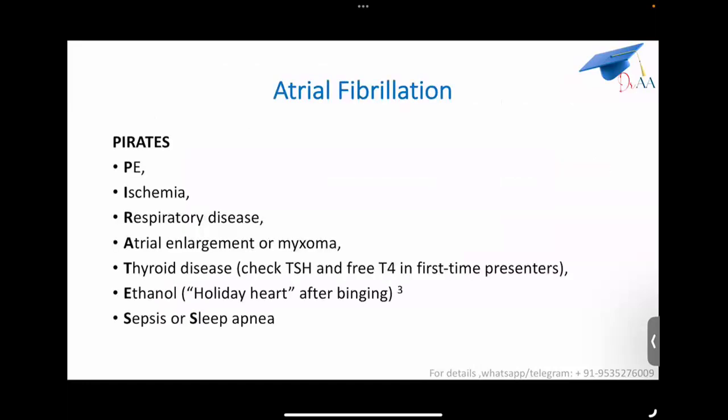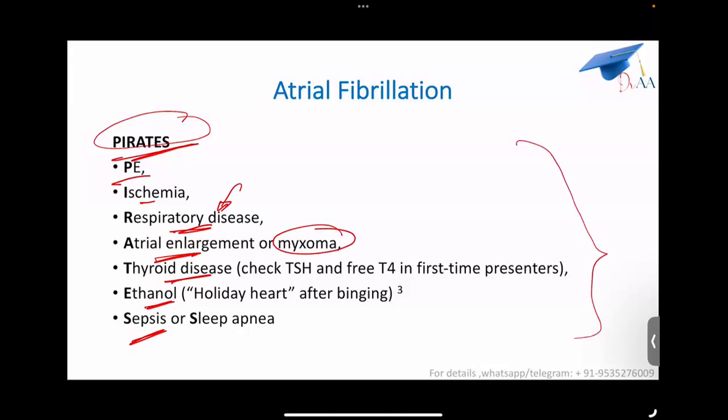Now we are getting into atrial fibrillation. There are various causes for atrial fibrillation. We can remember with the mnemonic PIRATES. It can be because of PE, ischemia, any lung related diseases. So any respiratory diseases like COPD or asthma can predispose, and CA lung can predispose too. Thyroid disorders, excessive alcohol, infections, especially sepsis, atrial enlargement due to a myxoma, a tumor of the left atrium. So various causes are there for atrial fibrillation.